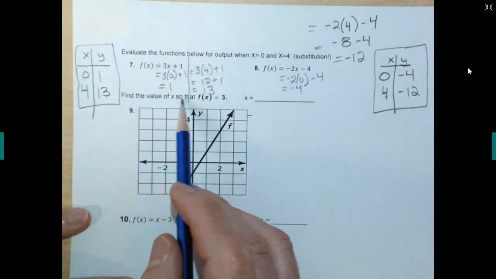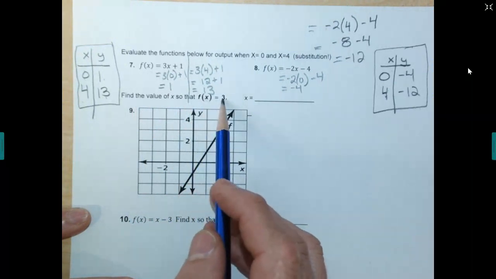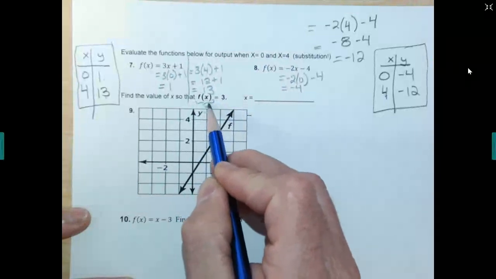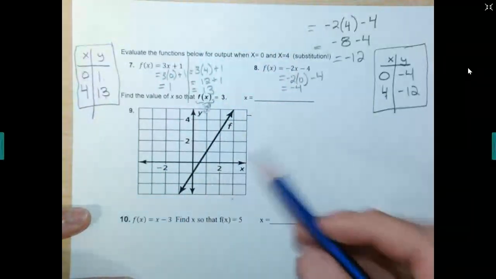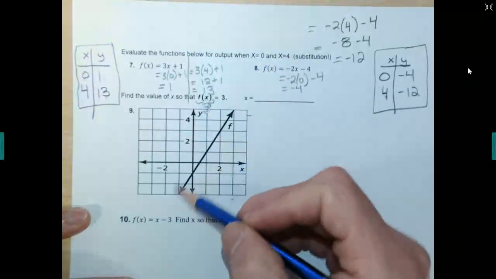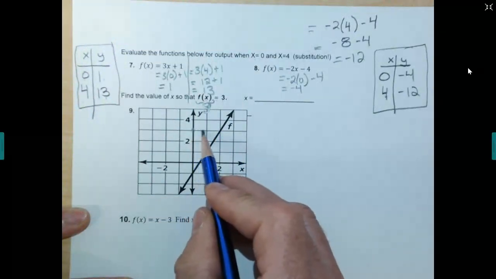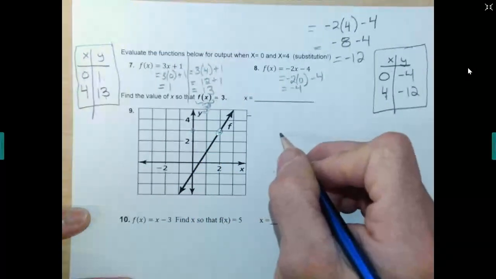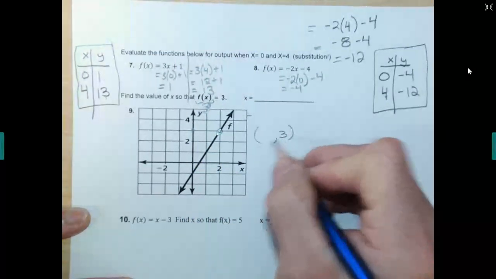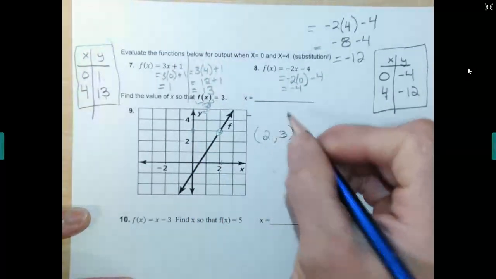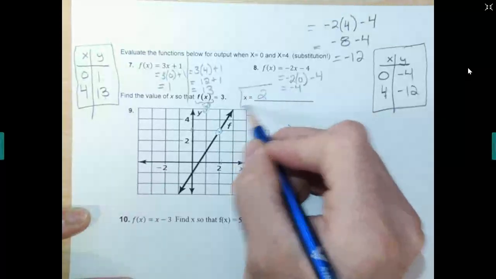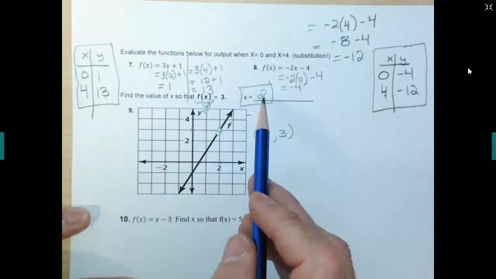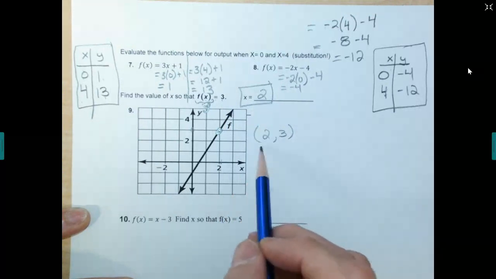Alright, find the value of x so that f of x equals 3. So if you remember, f of x is our y value, right? F of x is our y value. So on this line, where does y equal 3? So right there. So our y value is 3, and our x value for this is 2. So where does f of x equal 3? Well, f of x equals 3 at 2, 3.